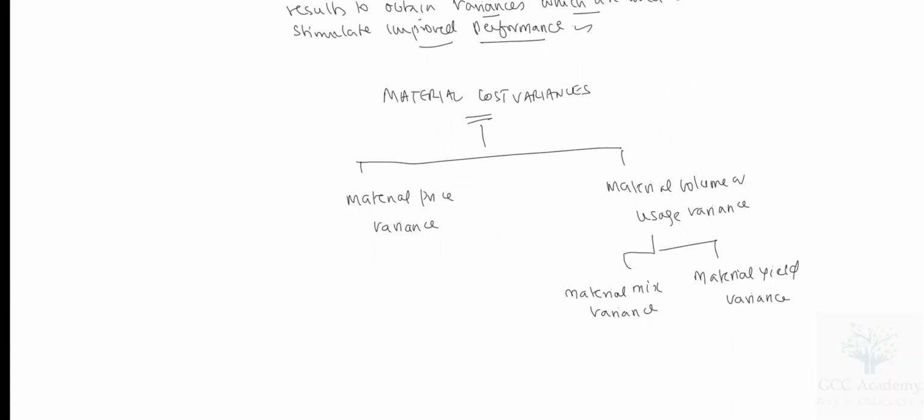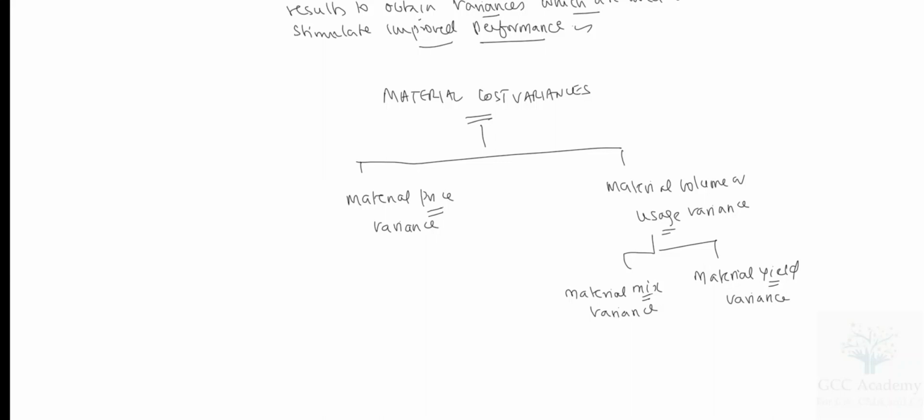So we are going to analyze the variances. The total material cost variance for the output. What is it relating to price? Why is there a variance due to price? How much is it due to price and how much is it due to usage? And when we talk of usage, there is a mix change possible and a yield change possible.